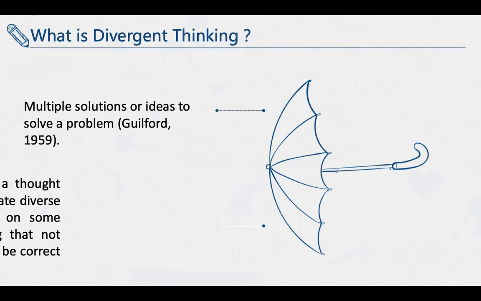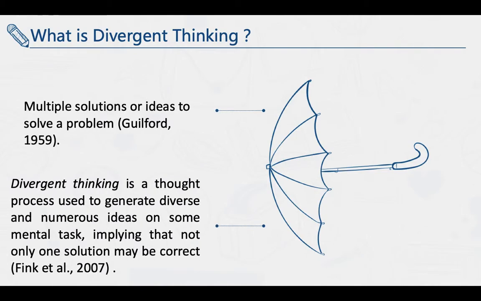Let's talk about what is divergent thinking. In 1959, Guilford said that multiple solutions or ideas to solve a problem is divergent thinking. And Fink and his colleagues said divergent thinking is a thought process used to generate diverse and numerous ideas on some mental task, implying that not only one solution may be correct, which means that you can use a lot of different kinds of ideas to solve just one problem.